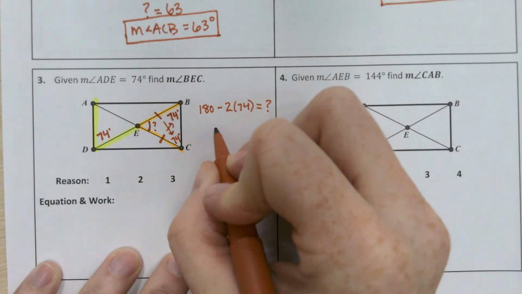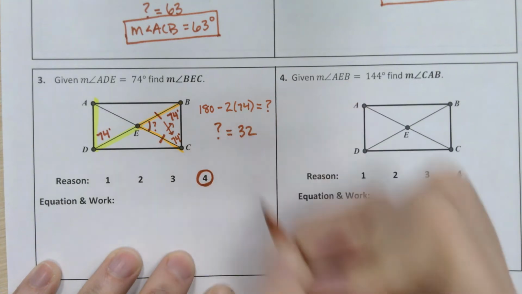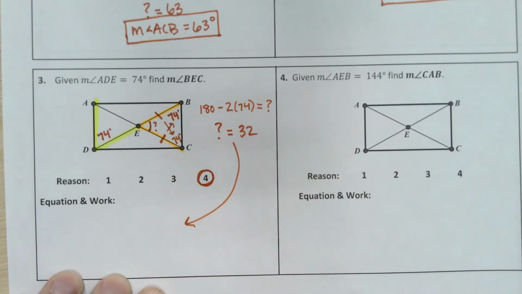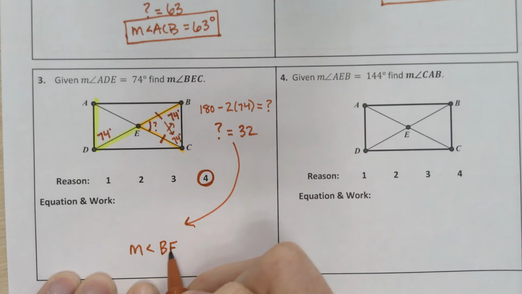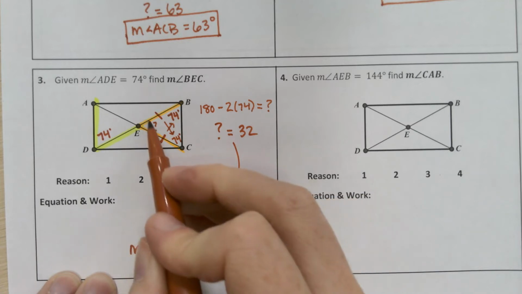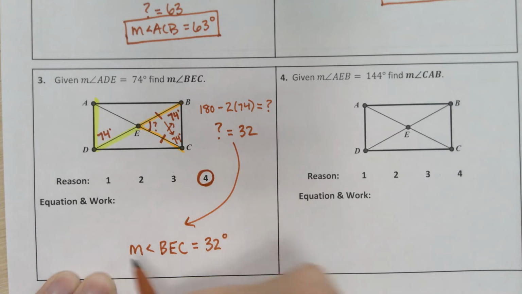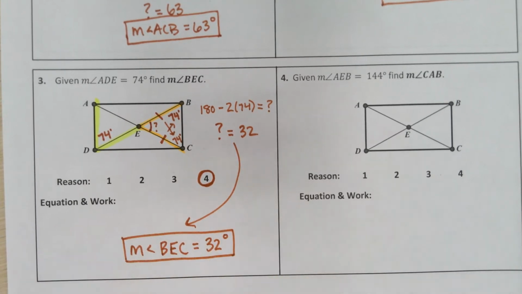So if we take care of that, it looks like that missing angle is going to turn out to be 32. I wrote my work in kind of a weird spot. I suppose it belongs down here actually, but that's okay. That means the measure of angle BEC, that one in the middle there that I was looking for, would be equal to 32 degrees. Thanks to that isosceles triangle fact helping me out.